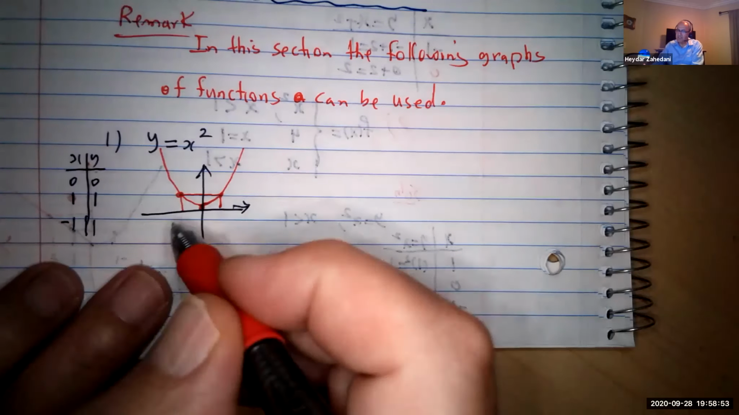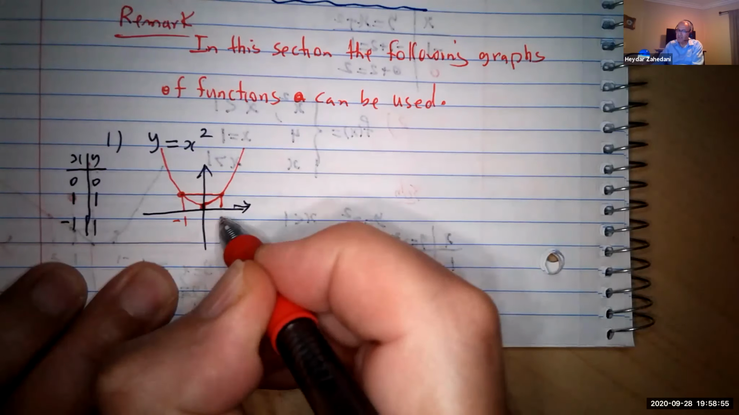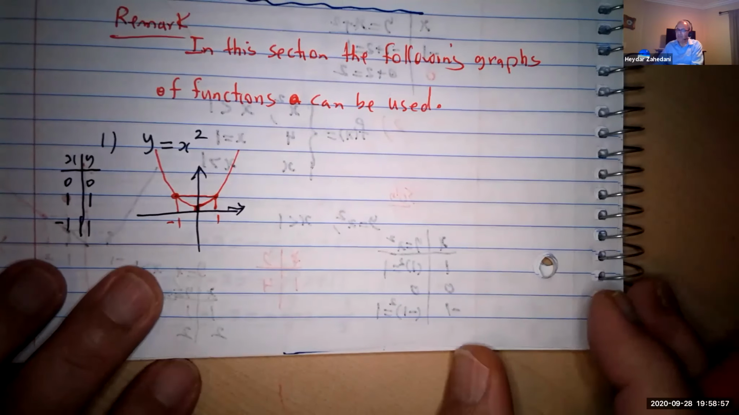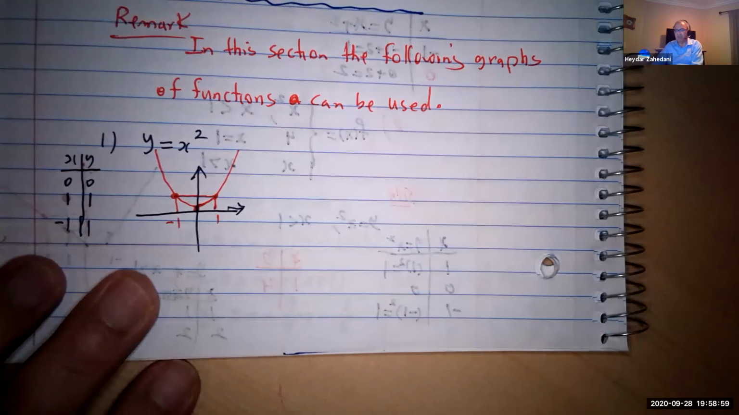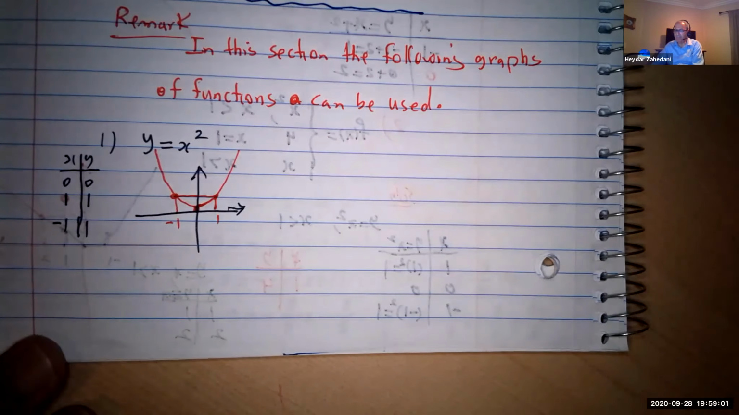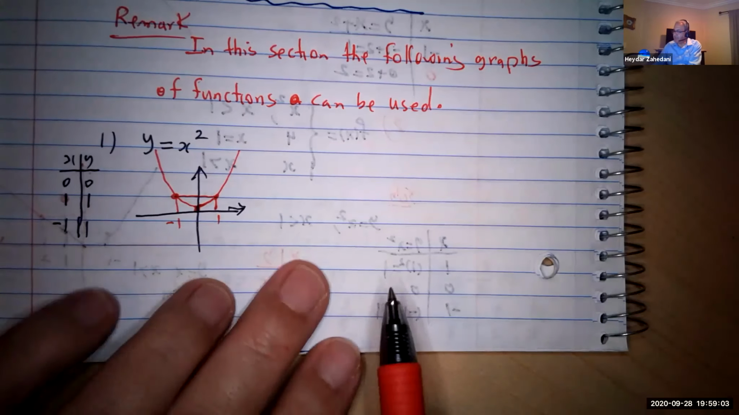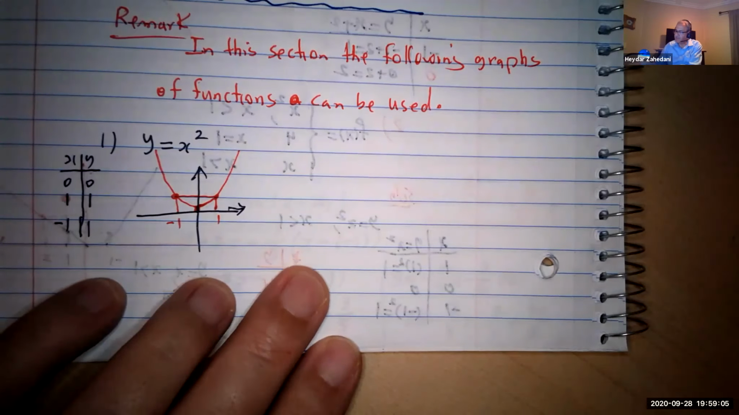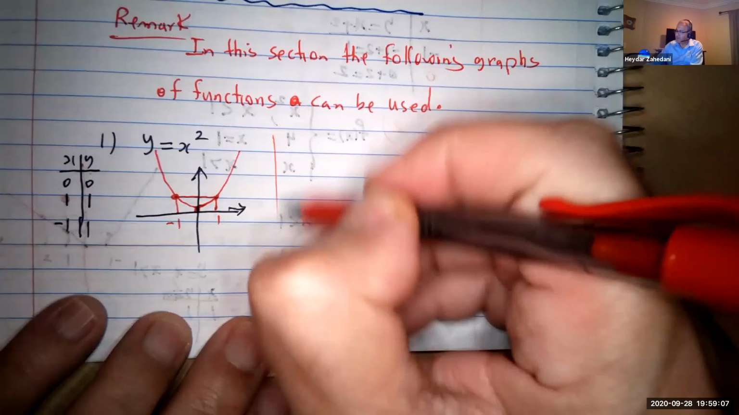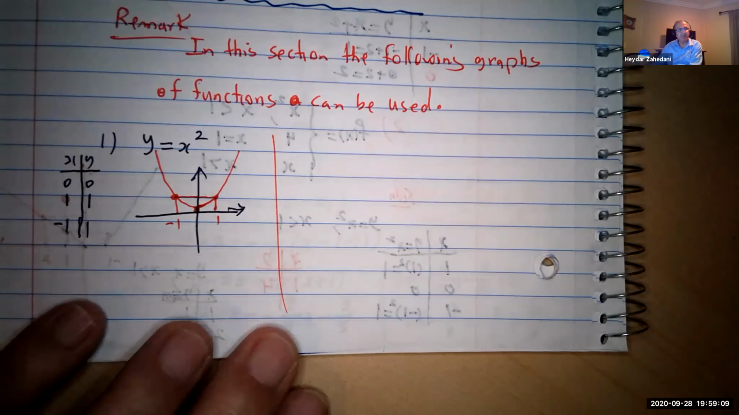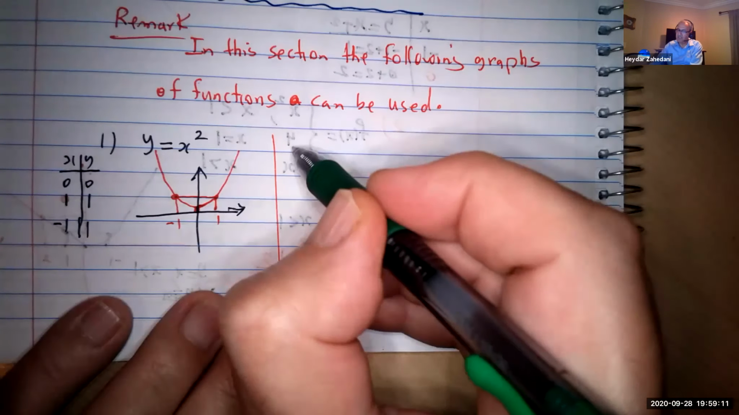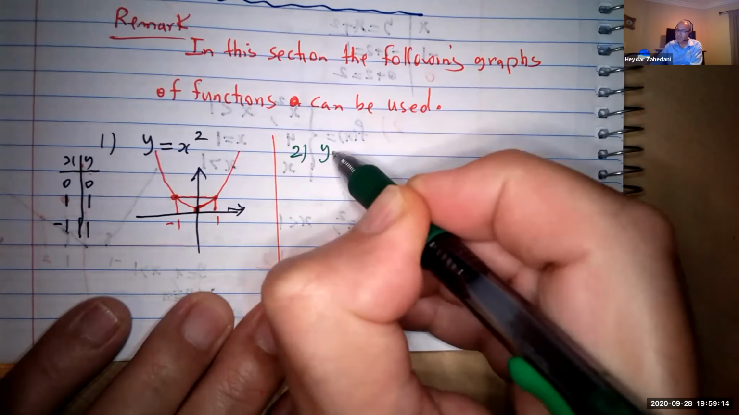Okay, and this is negative one, and this is positive one. So these points, we already talked about it, point 1, 1 and negative 1, 1. So this is going to be a parabola. You can use it anytime you like. I'm just going to use a couple of them. The second one that I'm going to use is y equal to x cubed.